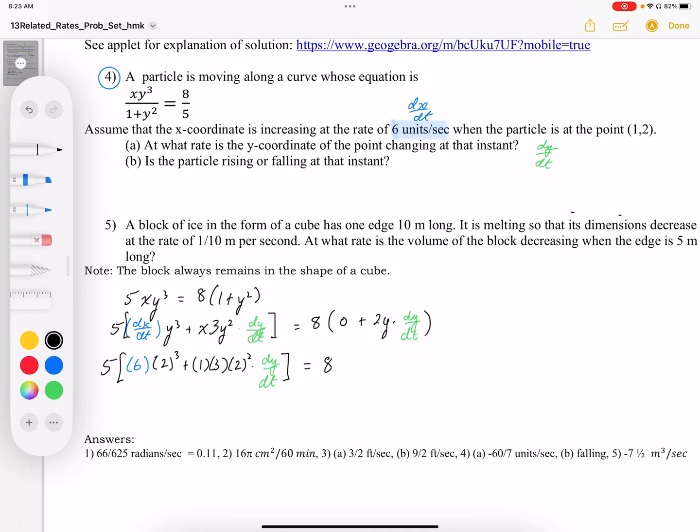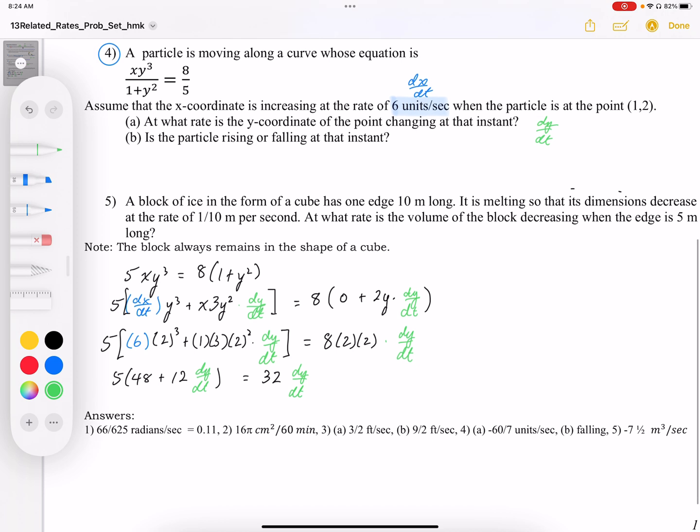And I end up with 8 times 2 times y, which is 2, and then times dy by dt. So then I can simplify this expression. So it becomes 5 times 48 plus, this is going to become 12 dy by dt, and this is equal to 4 times 8, which is 32 dy by dt. Then expanding this all out, we end up with 5 times 48, that's 240, plus 60 dy by dt is equal to 32 dy by dt.